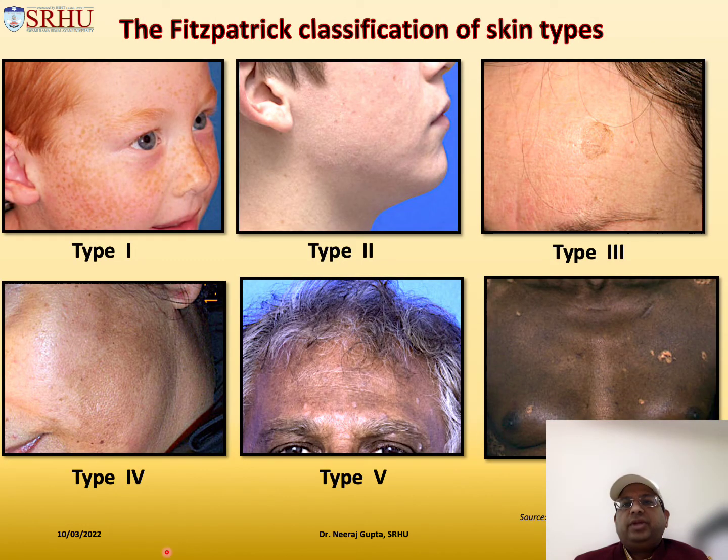Before we move further, let me give you a quick run through the classification of various skin types. Now, they are classified from type 1 to type 6 with increased melanin concentration, and resistance to sunburn and tanning increases as we move from type 1 to type 6.